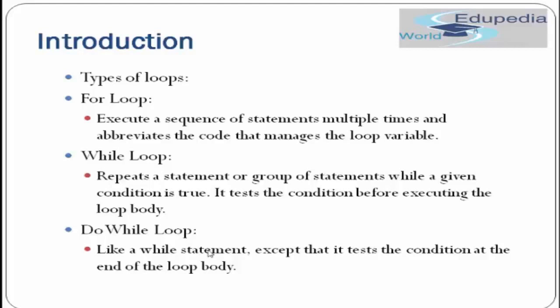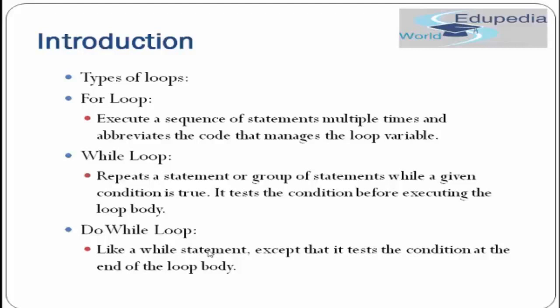Then we have the while loop. It repeats a statement or a group of statements while a given condition is true. It tests the condition before executing the loop body. So in this case, there's a condition given in a while loop, and the loop will keep on repeating till the condition is true. It checks the condition before executing the loop body. Then do while, like the while loop, is exactly similar to the while loop except that it tests the condition at the end of the loop body. So firstly it will execute your loop body and then it will test for the condition.